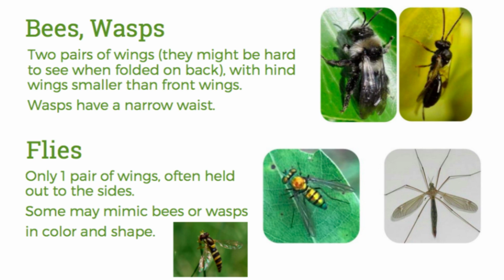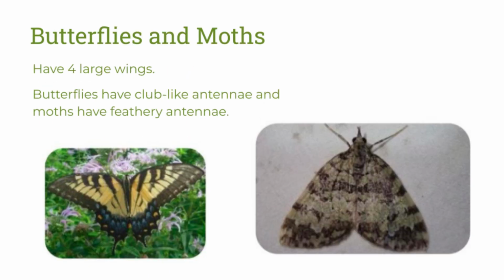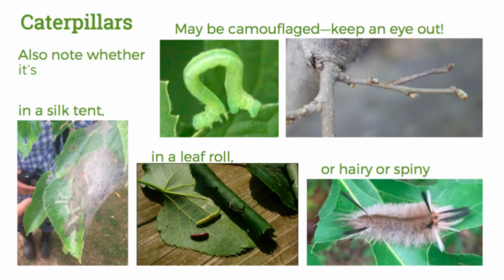Another way to differentiate flies from bees is by their antennae. Flies have tiny or club-like antennae, whereas bees have long and jointed antennae. Now, ants have antennae with a bend or elbow. They also have a narrow waist that separates the head from the abdomen. Butterflies and moths have 4 large wings, and antennae are usually club-shaped in butterflies and feathery in moths.